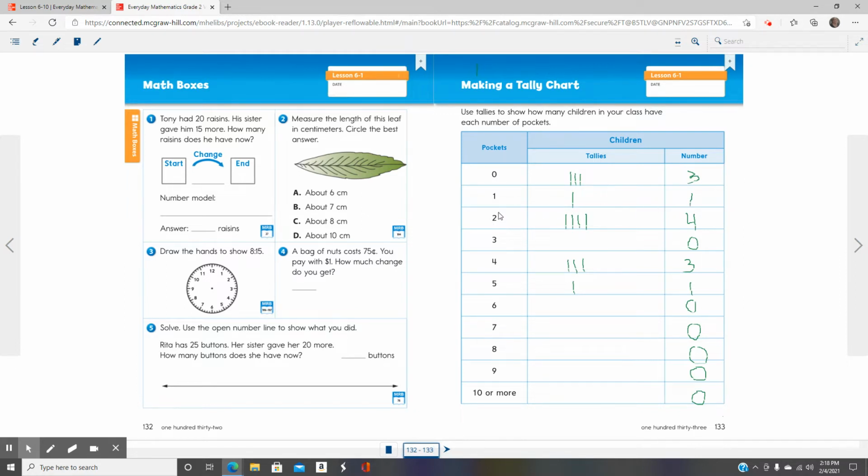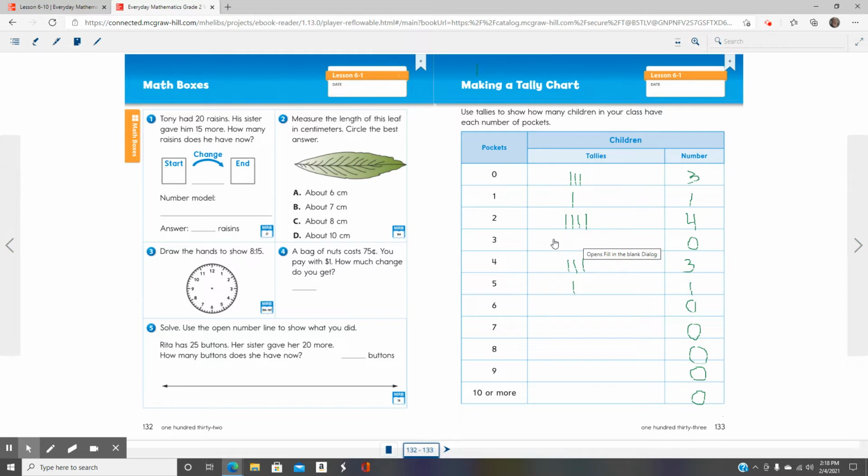So one person, and we put the number 1 right there and 1 tally mark. Then I asked, okay, how many of you are wearing 2 pockets? Well, there were 3 students and 1 Miss Ostrowski, myself, that's wearing 2 pockets today. So there were 4 of us, and we put the number 4. Now I know the directions say how many children in your class, but I cheated a little bit and I included myself.